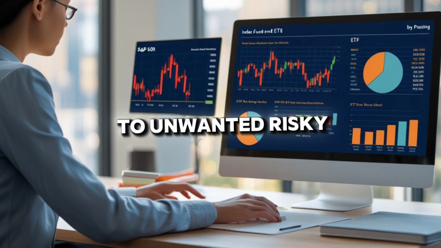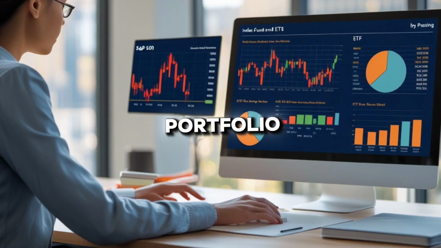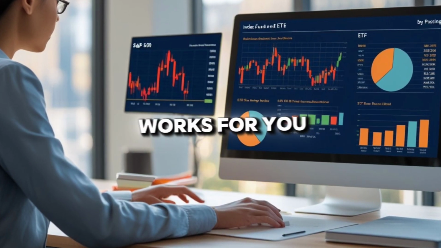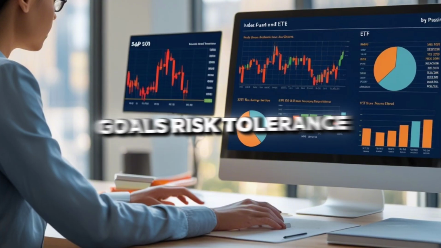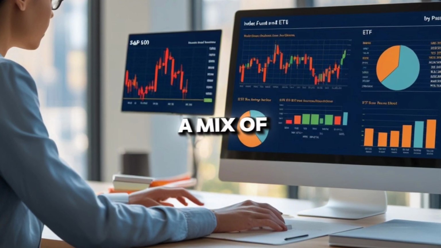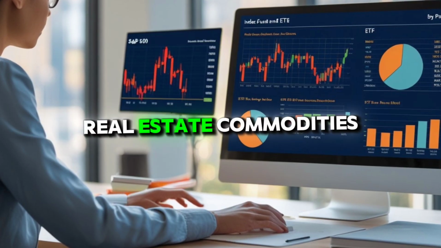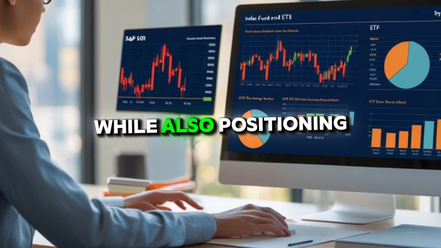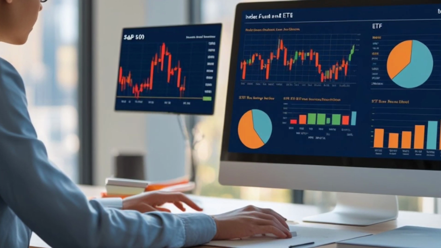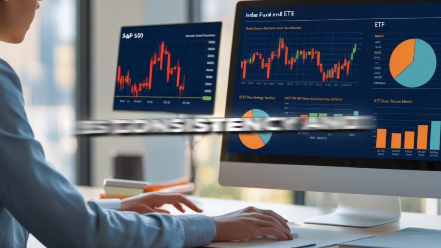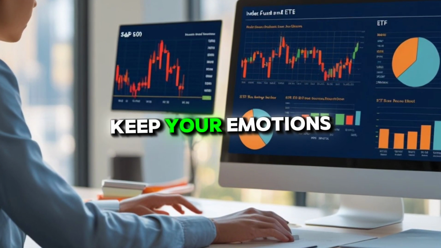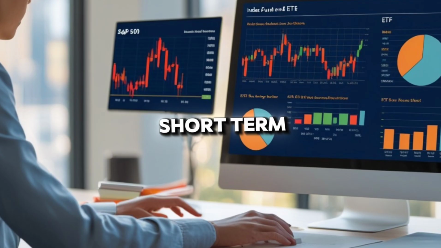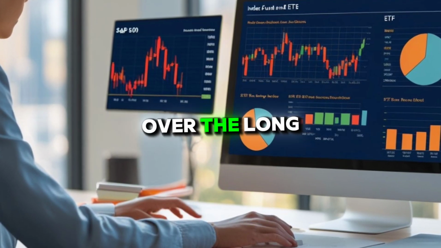Building long-term wealth. In conclusion, building a diversified portfolio isn't about finding a magic formula or making risky bets. It's about developing a strategy that works for you based on your goals, risk tolerance, and time horizon. By carefully choosing a mix of asset classes, stocks, bonds, real estate, commodities, and cash, you can protect your portfolio from market volatility while also positioning yourself for long-term growth. Remember, the key is consistency and patience. Stay focused on your goals, keep your emotions in check, and let time do its work. Diversification will protect you in the short term while helping you grow wealth steadily over the long term.